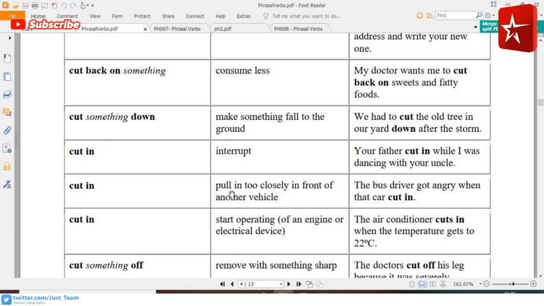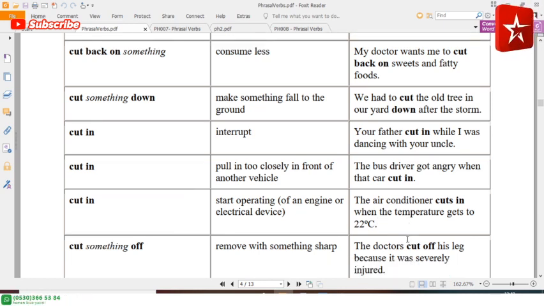Cut in, second meaning: pull in too closely in front of another vehicle. The bus driver got angry when the car cut in. And cut in, the next meaning, start operating, of an engine or electrical device. The air conditioner cuts in when the temperature gets to 22 degrees Celsius.